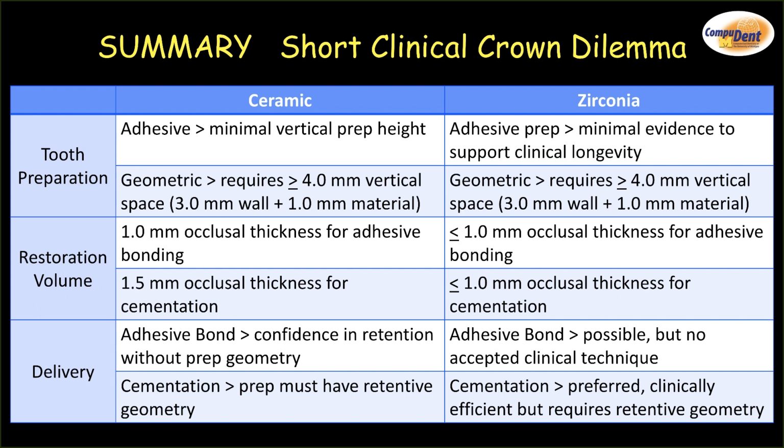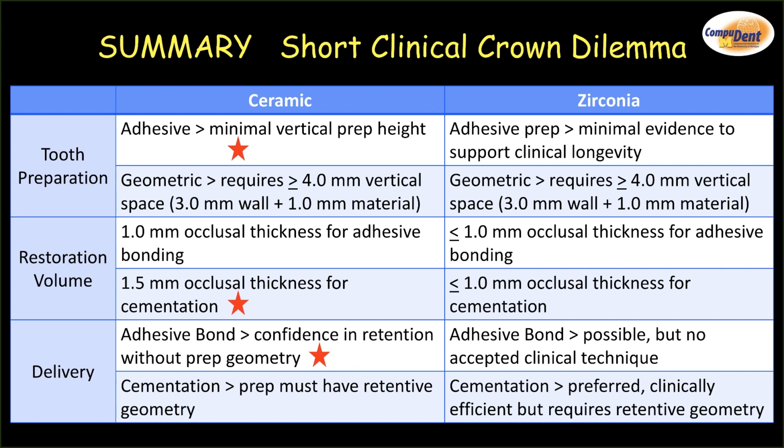Think about an anterior veneer. The only reason they work is because we can bond them. Granted, a posterior crown is a different situation, but the retention you get from bonding can't be dismissed. We have a lot of evidence for that. So I think if you look at the ceramic side, the advantage is I don't need that vertical prep height.